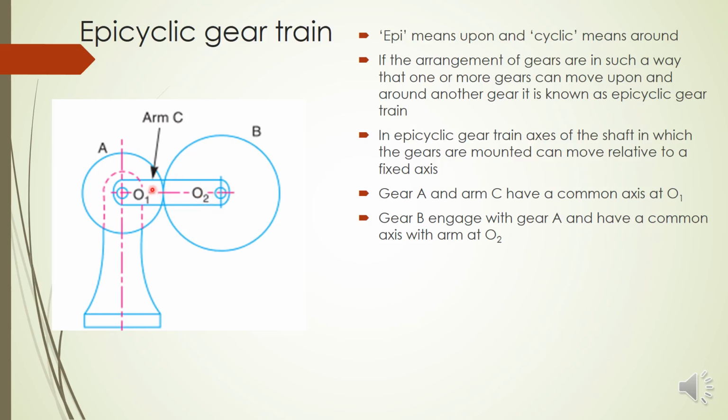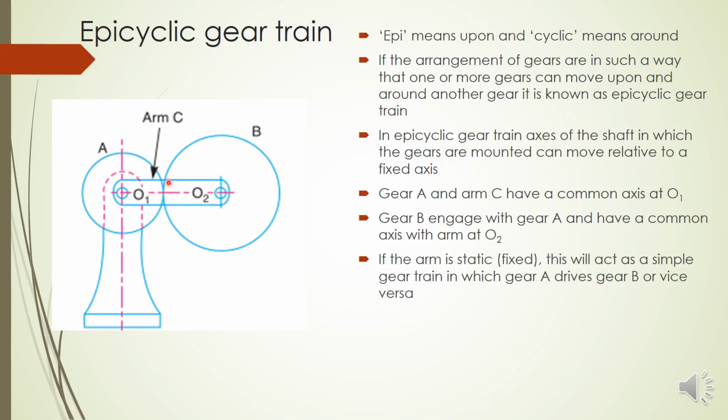Now two types of motion are possible. If the arm is fixed or static, suppose we use a nut and bolt or something like that to fix the arm at O1 and O2, then it will be only a simple gear train. That is, gear A will drive gear B in the opposite direction only, or gear B can drive gear A. So if the arm is fixed at O1 and O2, this acts as a simple gear train only. Gear A will rotate gear B. No other motion is possible.